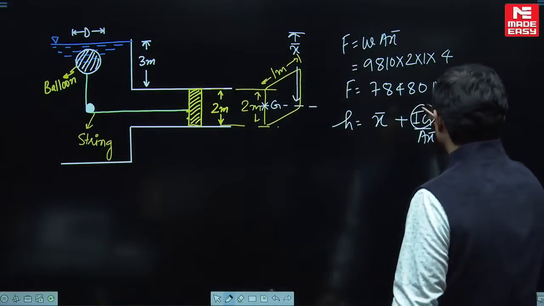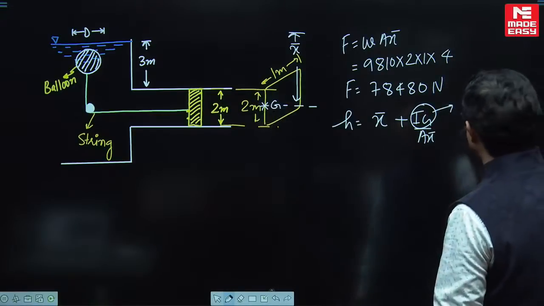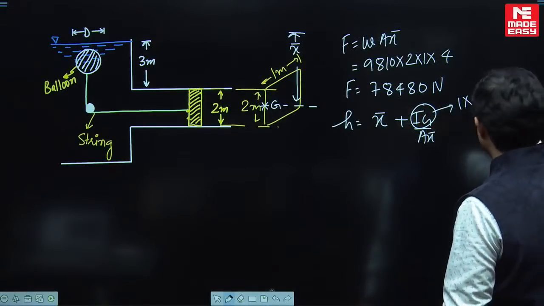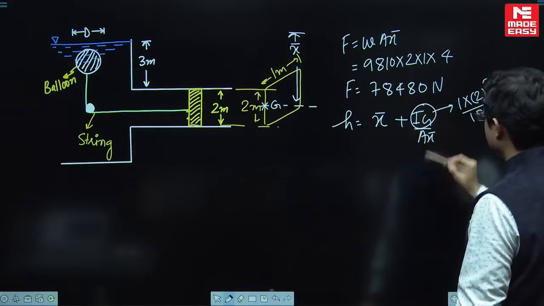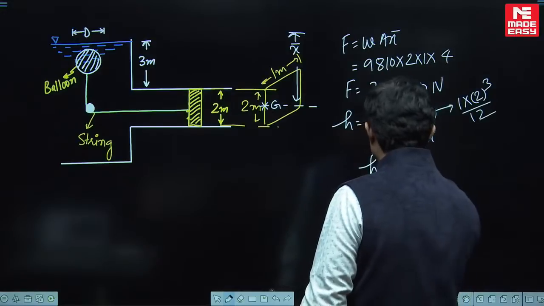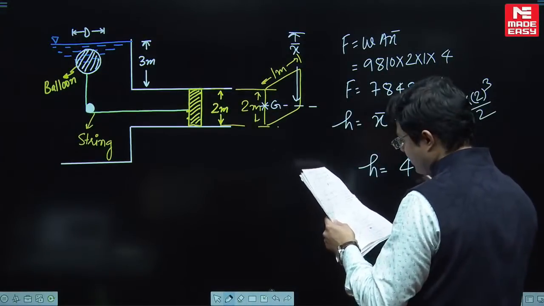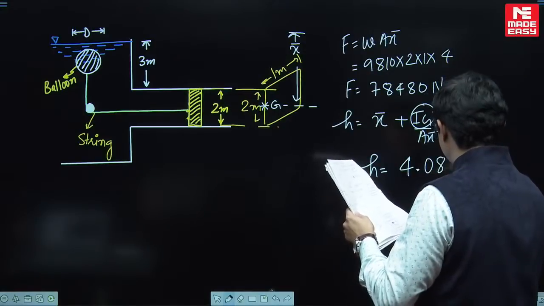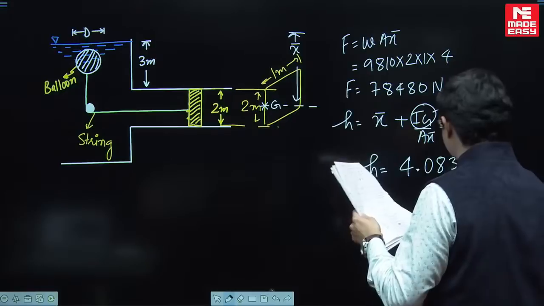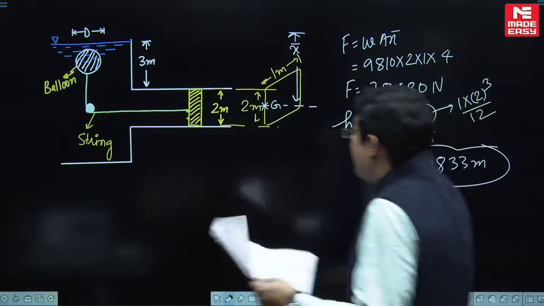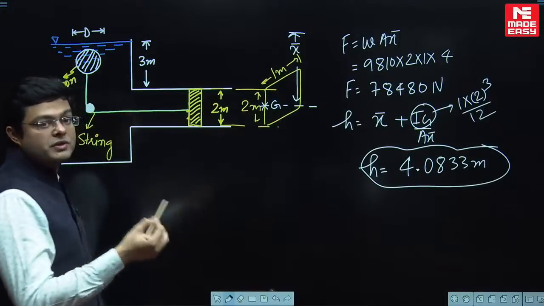So IG for this gate, what will you take? 1 into 2 cube divided by 12. Area you know, X bar you know. Can you find out the value of H? Yes, you can find out. And this is going to come out to be 4.0833 meter. And this is the value of H, where the hydrostatic force is going to act.